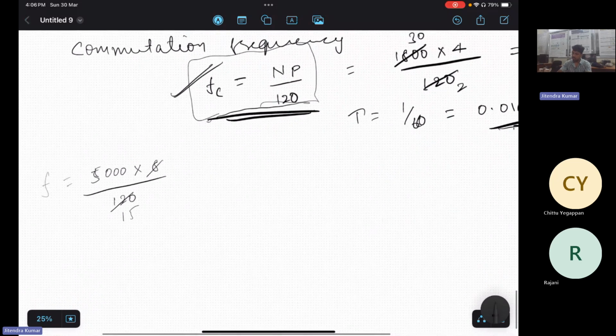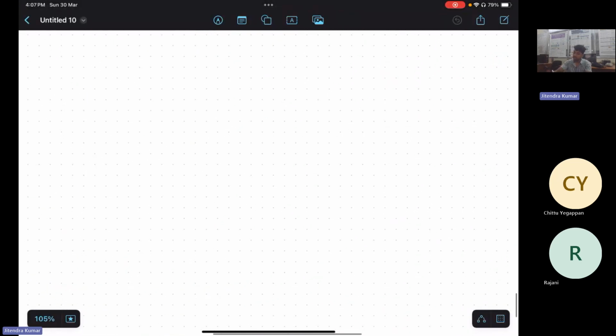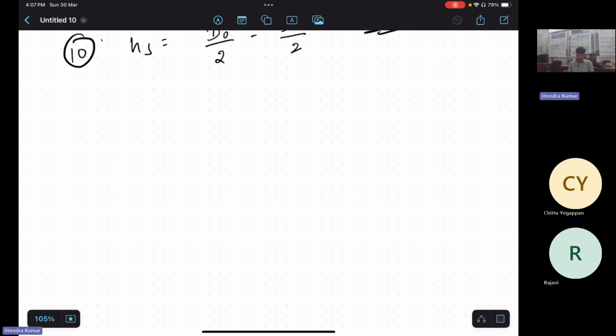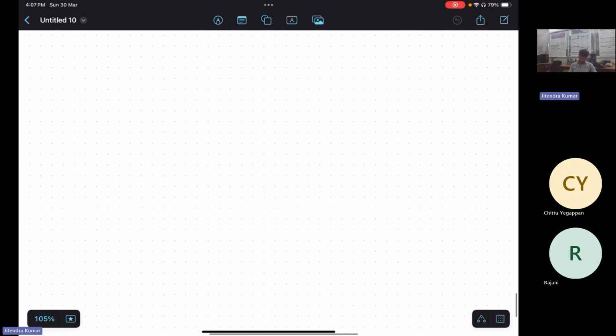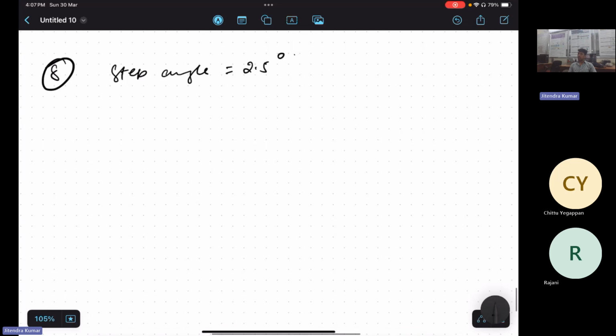Okay, so let's solve some other problem. Since we have time, we can discuss some other problem as well. A stepper motor has a step angle of 2.5 degrees. We have to calculate the resolution. What is the expression of resolution here?